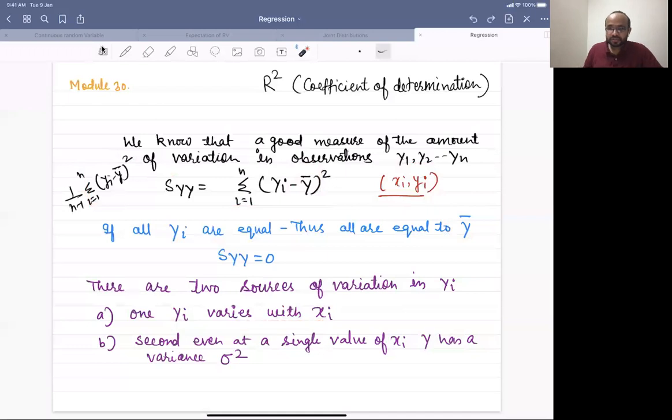The second cause of variation is that at a single value of xi, yi has a variance sigma square. That we saw from the first module: even at a single value of x, when you repeat the experiment multiple times, yi will not be the same value. For example, in the voltage-current Ohm's law experiment, if you repeat the experiment every 30 minutes and give the same voltage, you are not going to get the same current. There will be some variation there. So another component of variance is this.